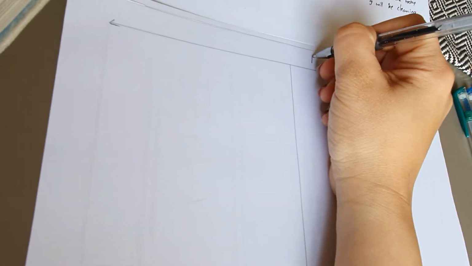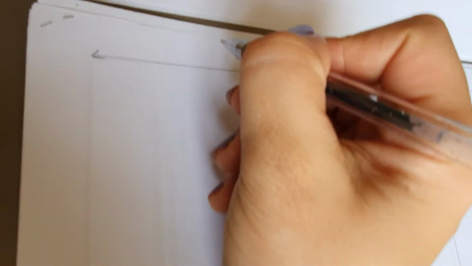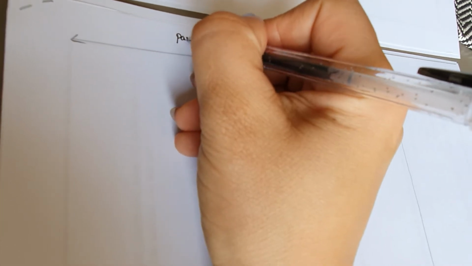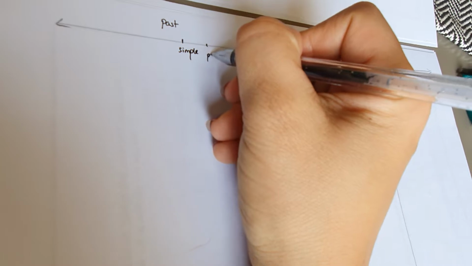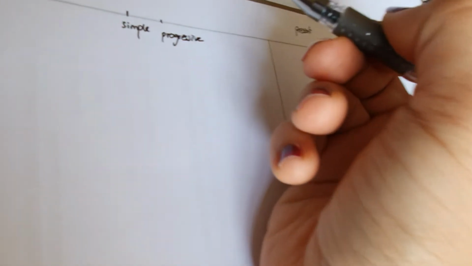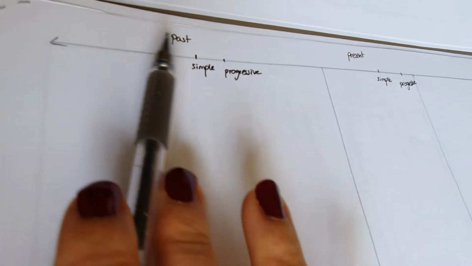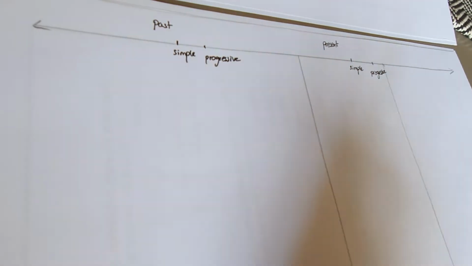So girls, we took the present simple and progressive, and we took the past simple and past progressive. We said in the past simple that we have to know when this action happened.